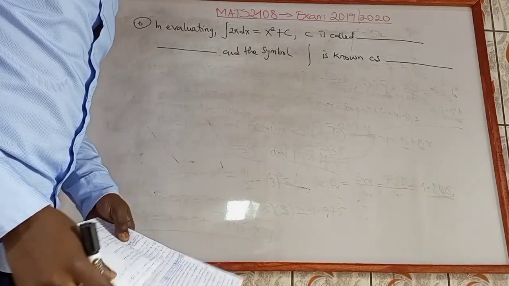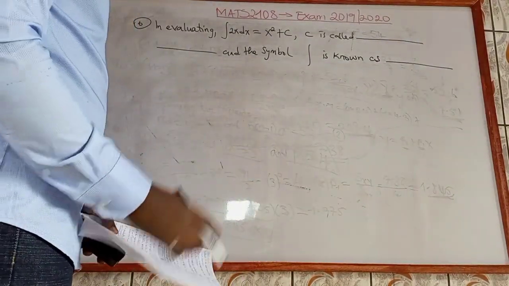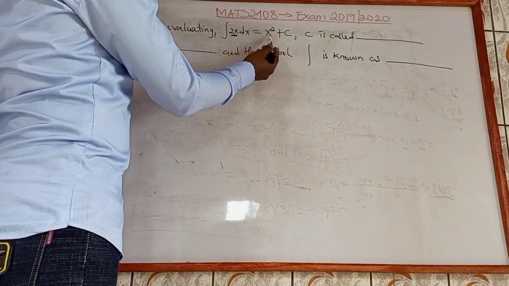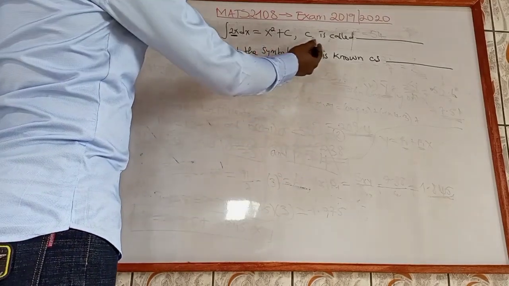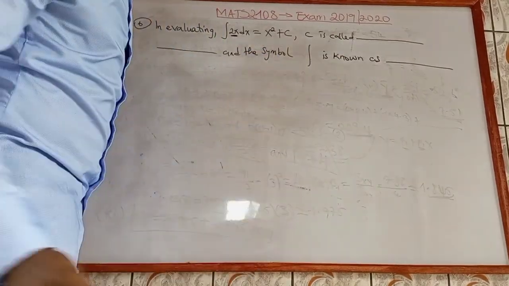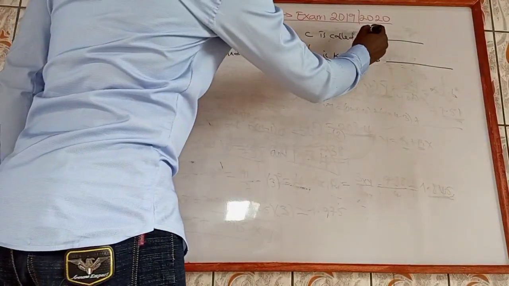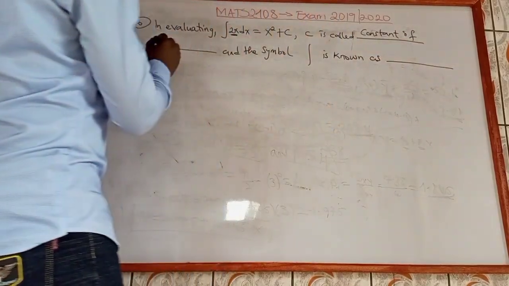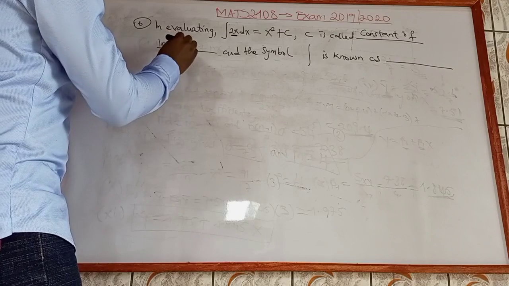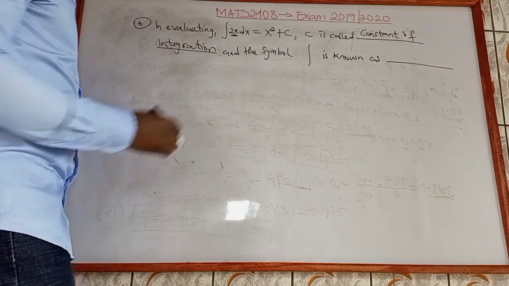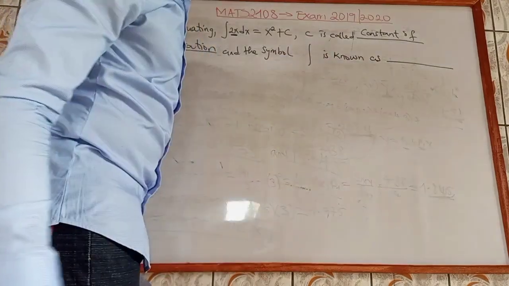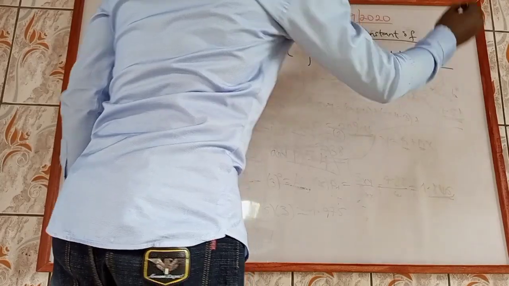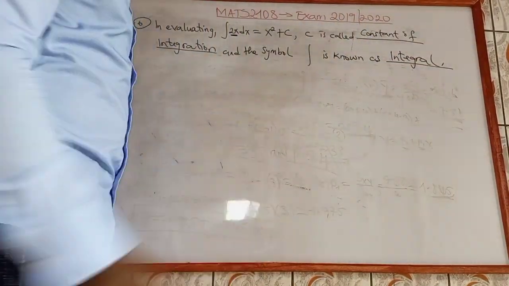Question number 6, the last question under section A, says that in evaluating the integral of 2x dx, the result is equal to x squared plus c. Everybody knows that c is called the constant of integration. And this symbol is the notation for integral. So it's just integral, which completes the solution for this section.